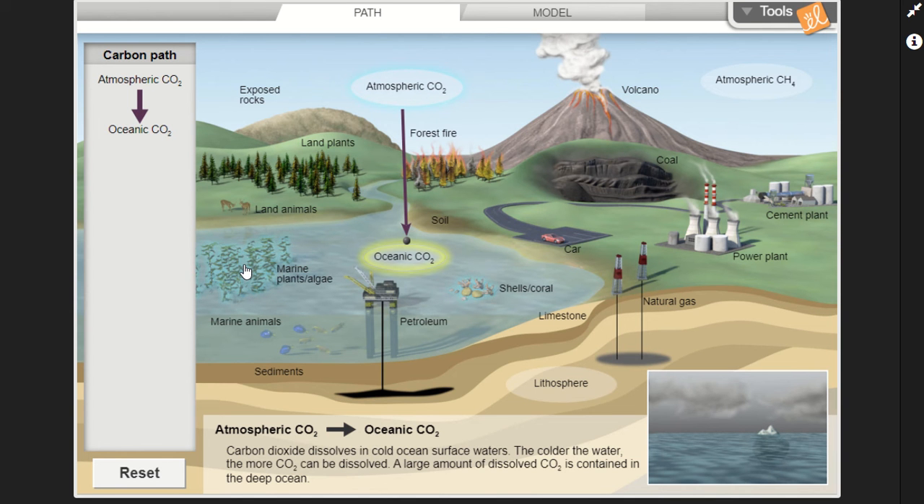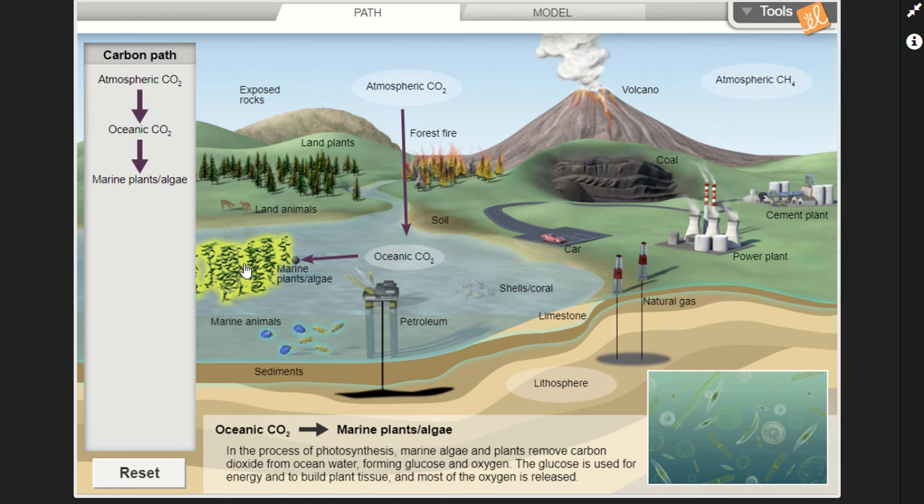Now the biosphere, so marine plants. I'm going to click on marine plants because that's part of the biosphere. The biosphere is anything that's living. In that little box, you're going to write marine plants or the word algae, one of my favorite little words. So from ocean to algae in the process of photosynthesis. You want to make sure that you say photosynthesis.